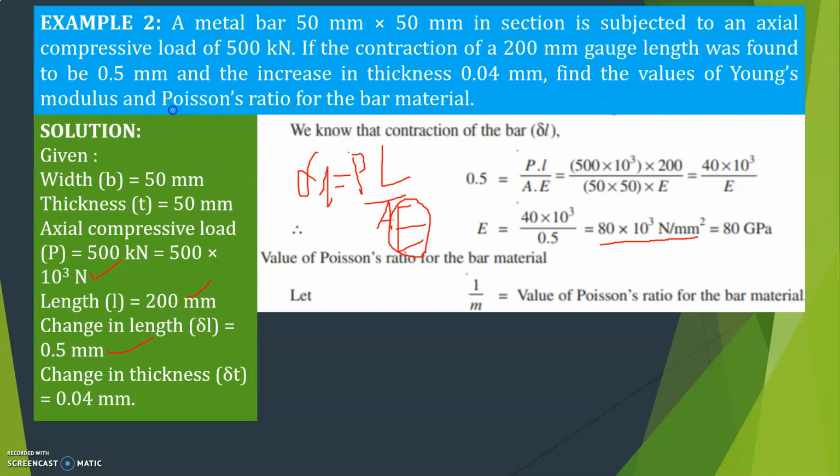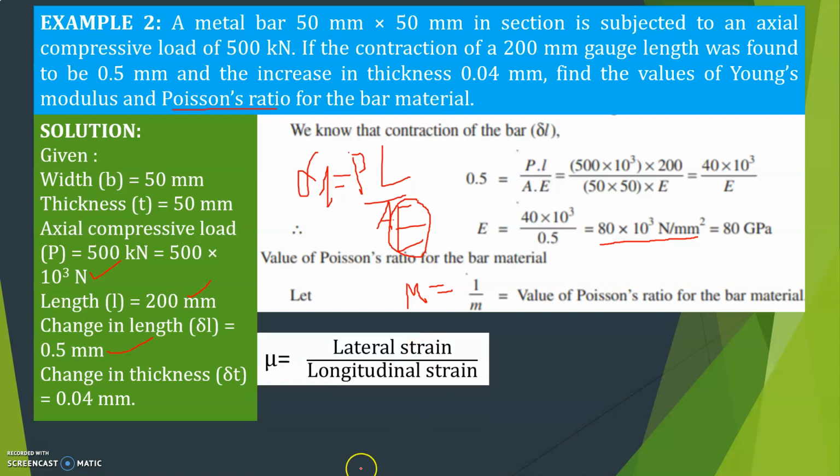Now we will see how to calculate Poisson's ratio. What is Poisson's ratio? That is nothing but 1 by m, or this is also equal to mu, the value of the Poisson's ratio of the material. Mu is equal to the ratio of lateral strain to the longitudinal strain or linear strain.